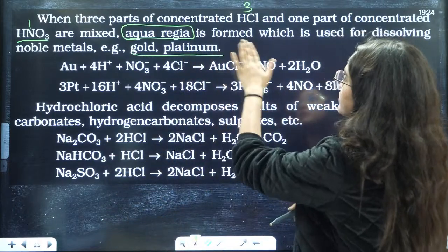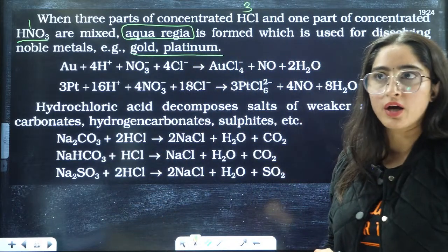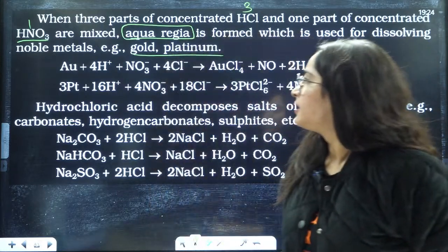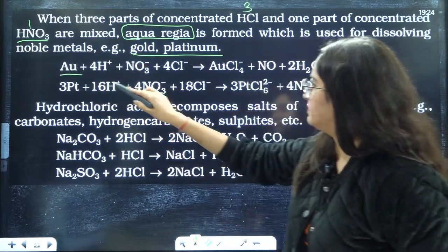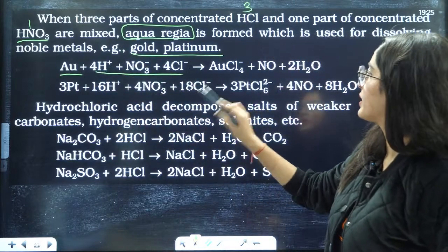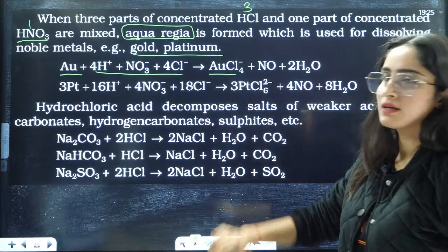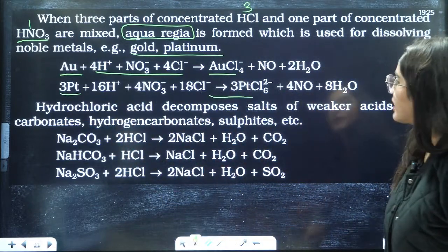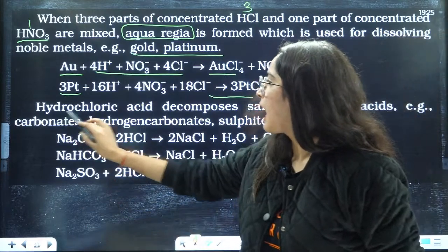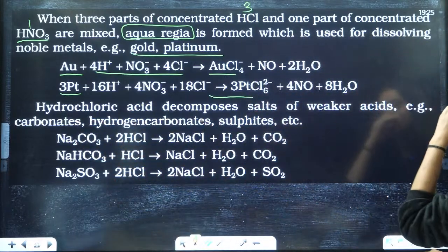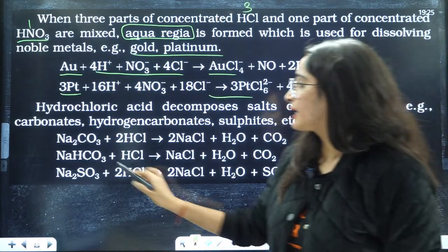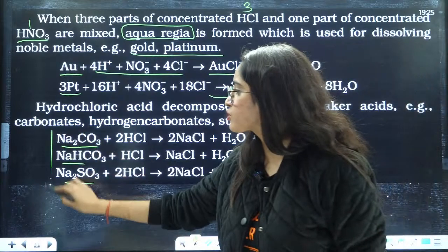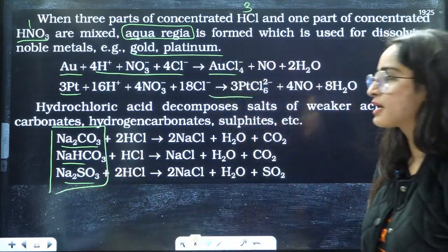So what we need is aqua regia. In jewelry shops, aqua regia is very common. Here you have gold, and this is aqua regia; the gold is being destroyed. Platinum can also be destroyed here. We can dissolve these things. Hydrochloric acid also decomposes salts of weaker acids, so we can dissolve the salts of weak acids in it.